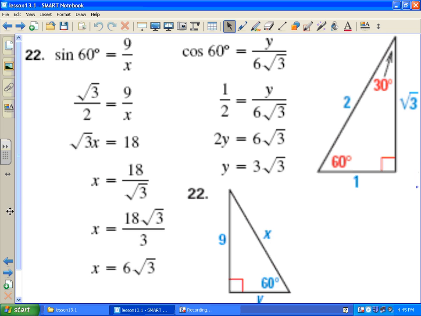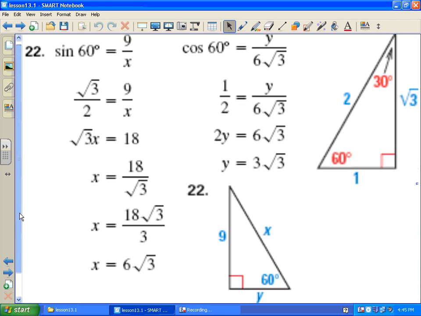So here, I'm trying to find these two side lengths, x, which is the hypotenuse, and y, which is the short leg, the one that's opposite the 30-degree angle. And I know the longer leg is 9, the leg opposite the 60-degree angle. So once again, I could set up a trigonometric equation. I could say, well, to solve for x, the sine of 60 degrees is opposite over hypotenuse.